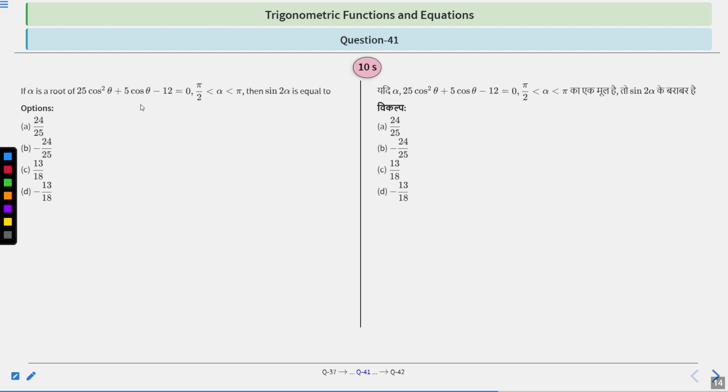After finding the value of alpha, you can easily find the value of sine 2 alpha. We know the formula of sine 2 alpha is 2 sine alpha cos alpha, right? So in this way, you can try to approach this question. You have 10 seconds to solve or think about this question. After 10 seconds, we will discuss the solution, okay?